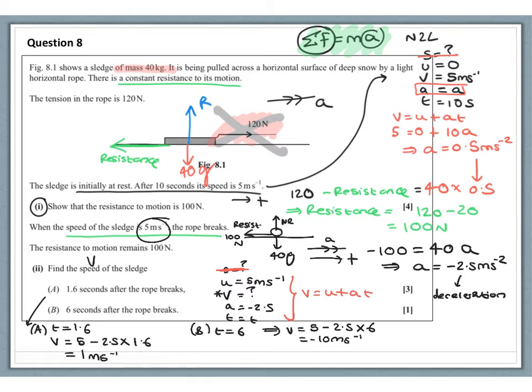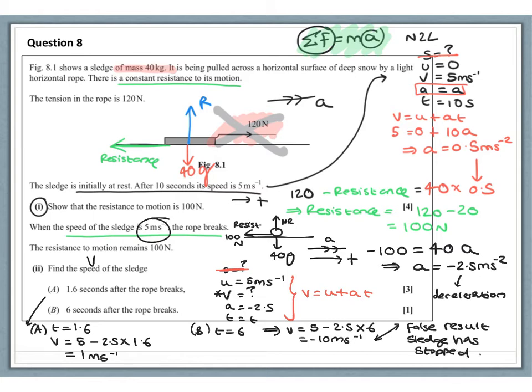Now, stop and think about this for a minute. It is not possible for the sledge to have turned around and to have started to move in the other direction. That's not going to happen. So what's happened is we've got kind of a false result here, and actually the sledge has stopped. The sledge at some point must have hit a velocity of 0 or speed of 0.